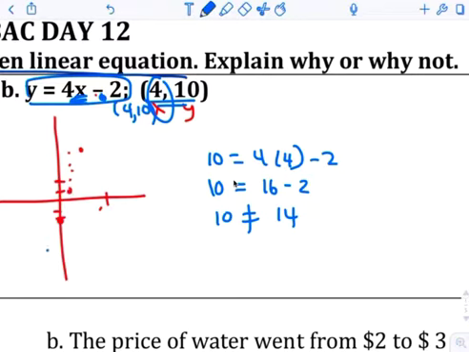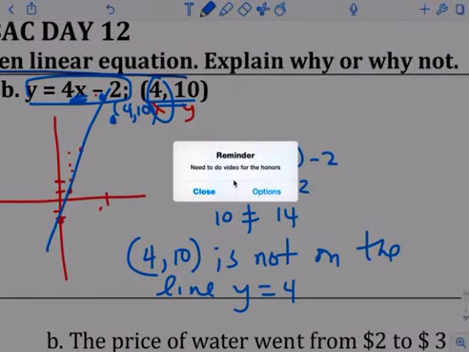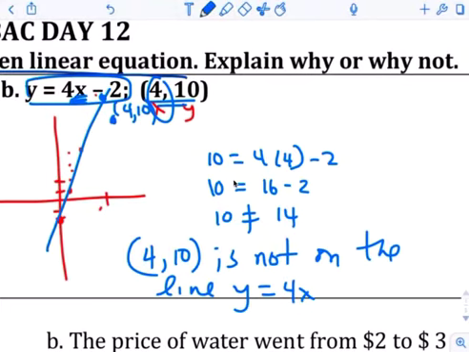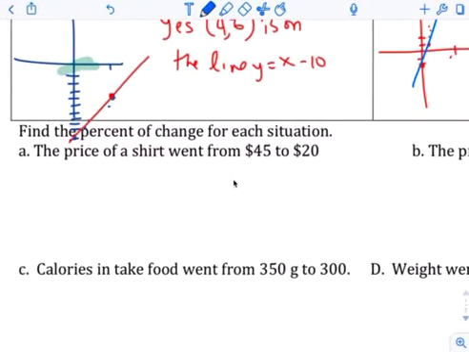4 and 10 is going to miss the line. 4 and 10 is not on the line. y equals 4x minus 2, okay?